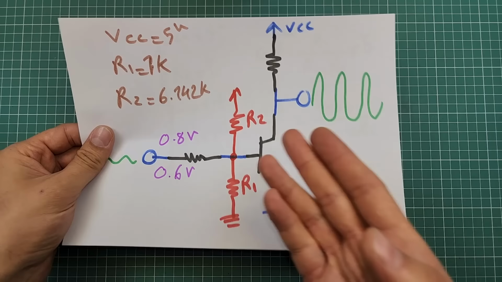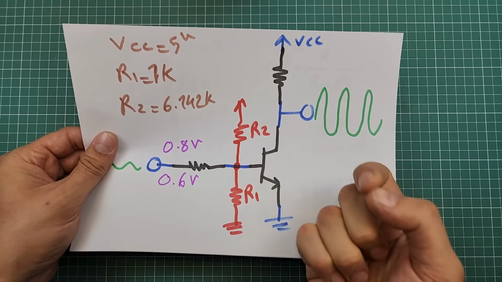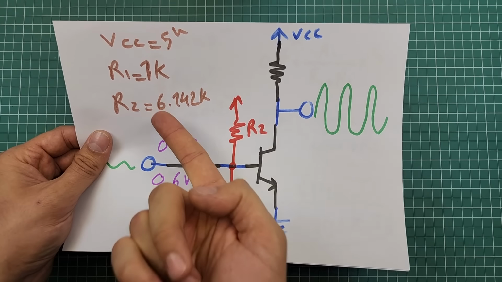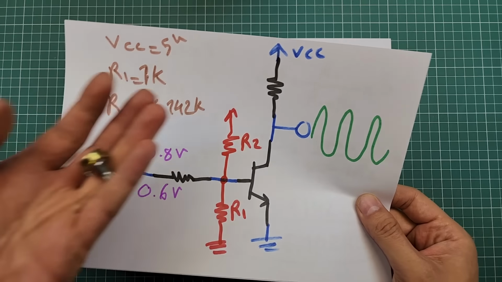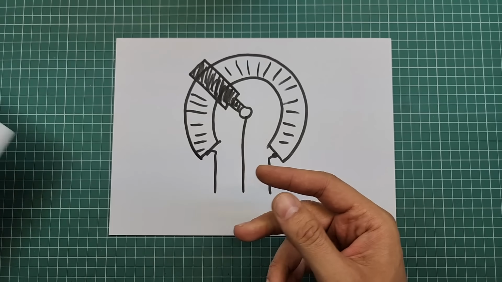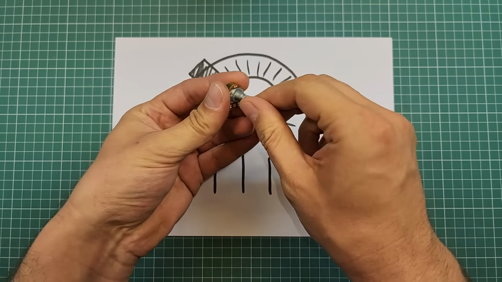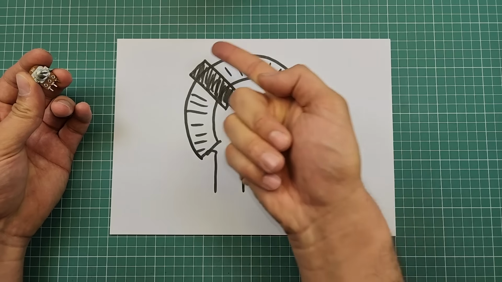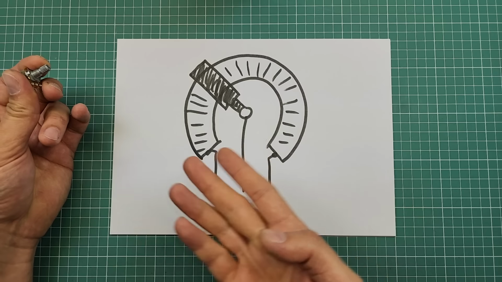In cases like this, where we need two resistors in series and we have to set resistor values very precisely, like this R2 equal to 6.142 kilo ohms, we can use a potentiometer instead. A potentiometer is actually a resistor with a wiper like this. By turning the handle, the wiper slides on the resistive surface and it changes the resistance between the middle terminal and the side terminals.